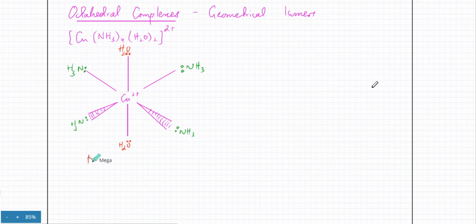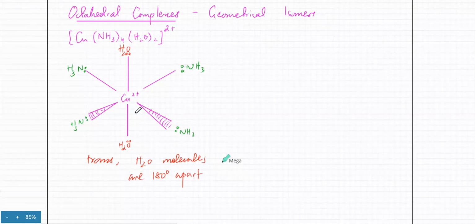Now, this version of the complex ion would be known as the trans version. Why? Because the water molecules are 180 degrees apart. I mean, they're exactly on opposite sides. There's a water molecule on top of copper 2 plus, and there's a water molecule at the bottom of copper 2 plus. It could have been 90 degrees apart. The other water molecule could have been on any other axis, but in this version, the water molecule is exactly on the opposite side. So this one is your trans version of the molecule.